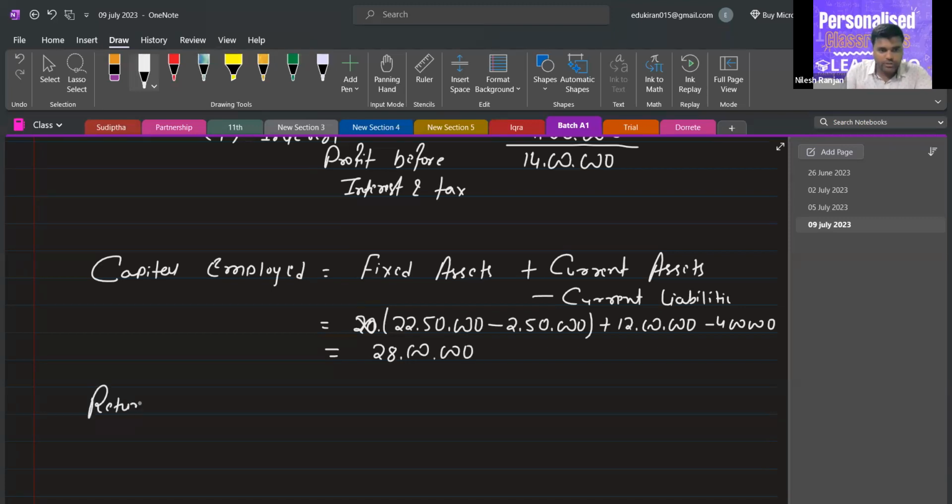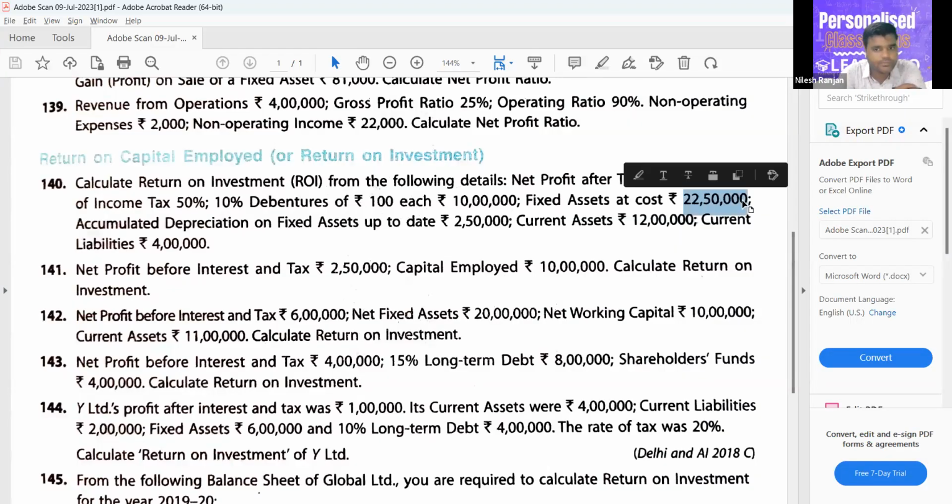Now, return on capital employed. Could you explain again what we did with the fixed assets plus current assets? Okay. Actually, the fixed assets you can see here are 22,50,000. And accumulated depreciation on fixed assets up to date is 2,50,000. Depreciation is deducted from assets, but there are two concepts of depreciation. One, when the depreciation is directly deducted from the fixed asset. The second is when depreciation is accumulated in a separate account and these two accounts are shown in the balance sheet. So fixed assets at cost 22,50,000 minus accumulated depreciation 2,50,000 is the net value of the asset.